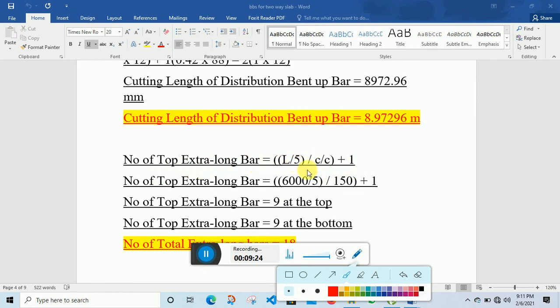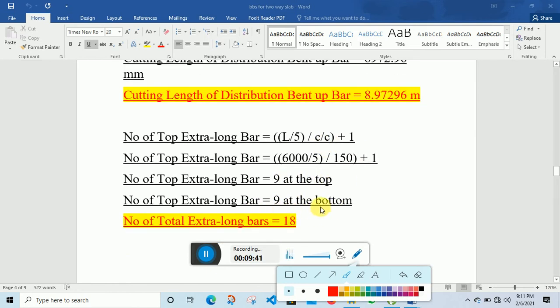Number of bar, the top extra bar. So L divided by 5, this is the length of the extra bar for long bar. For long bar I will take 6000 divided by 5, and divide by center to center plus 1. So I will get 9 at the top extra bar, and the bottom also.